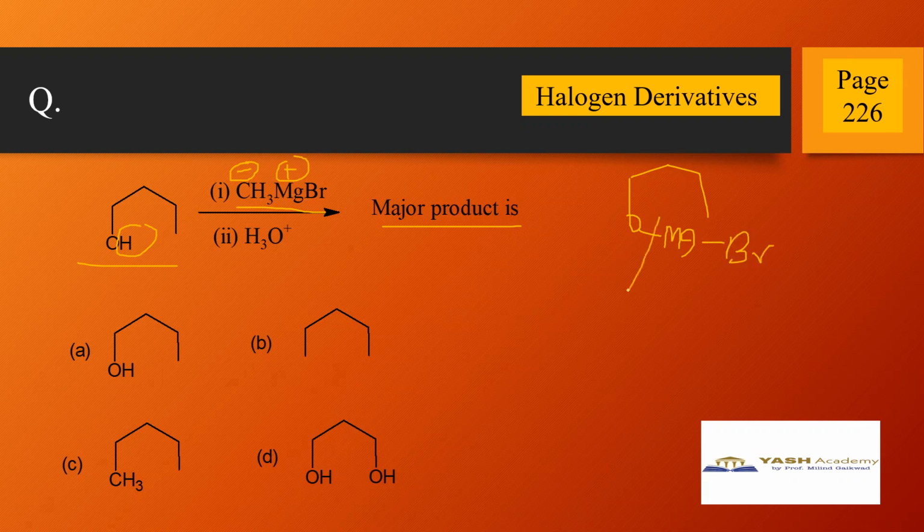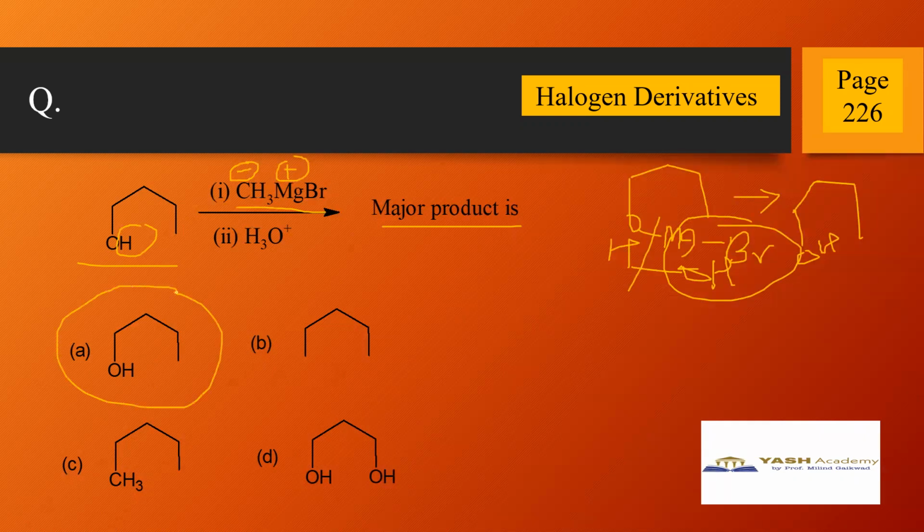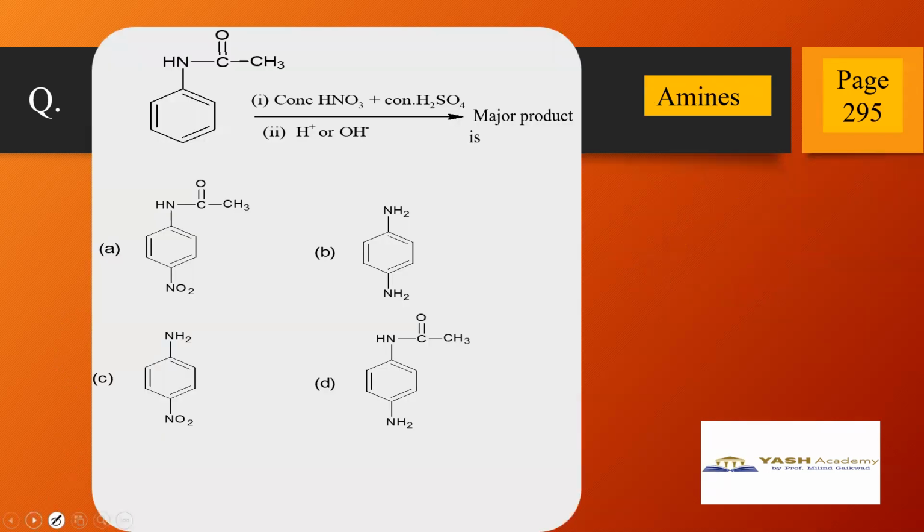and second step is hydrolysis. So this total compound is converted into like this and MgBrOH. So correct answer option of this question is this one. हेच असणार आहे. बघा हे अतिशय महत्वाचा प्रश्न आहे.